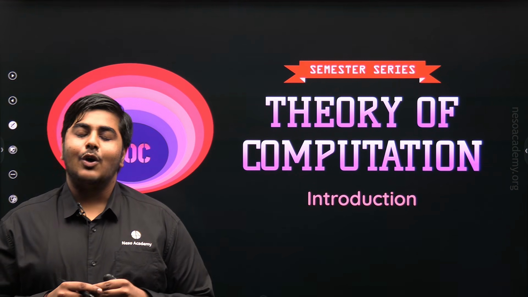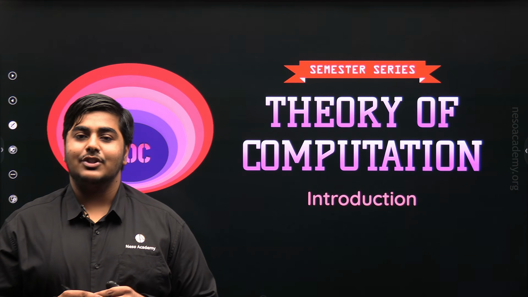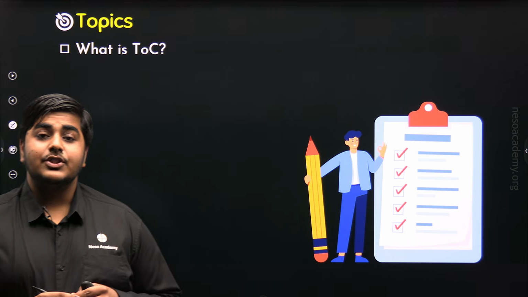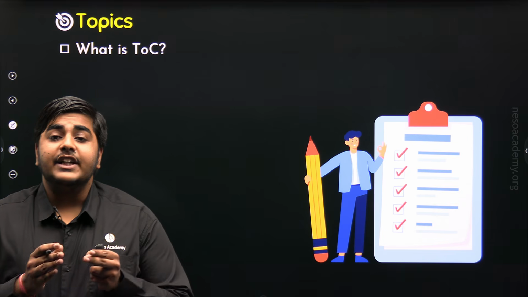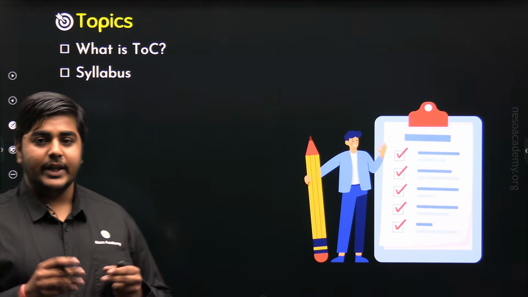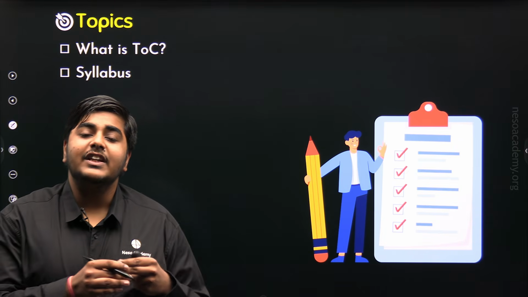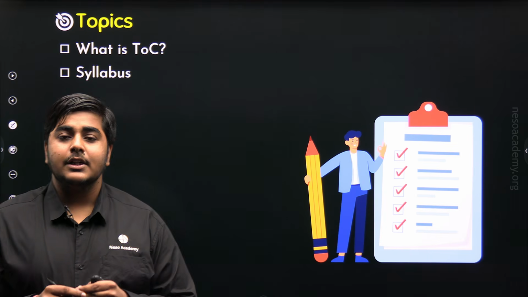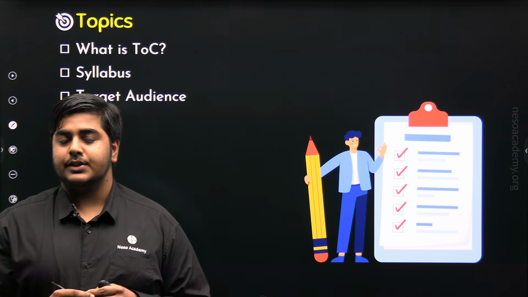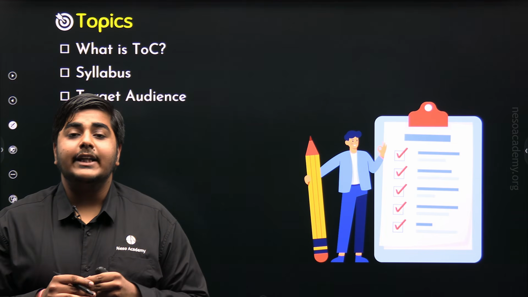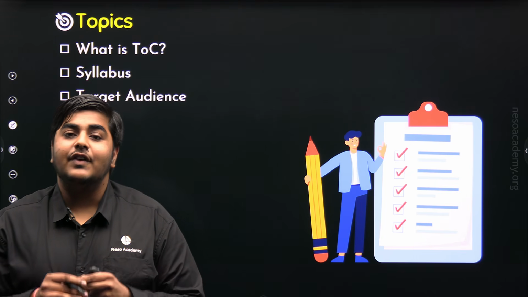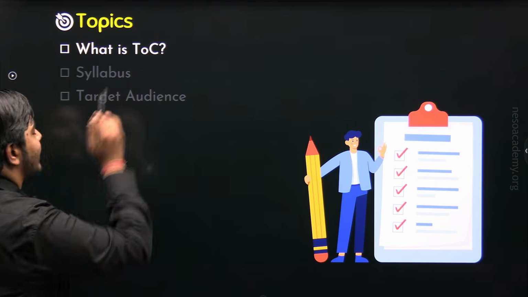So let's quickly discuss all the topics that we will cover during this lecture. Our first topic is what is theory of computation, in which I will explain the standard definition of TOC. After that, we will see the syllabus of this course, in which I will give you the chapters that we will study during this course. At last, you will see the target audience, basically the people who will benefit from this course. In this section, I will also tell you the major course highlights. So without any further delay, let's start with our very first topic, that is, what is TOC?